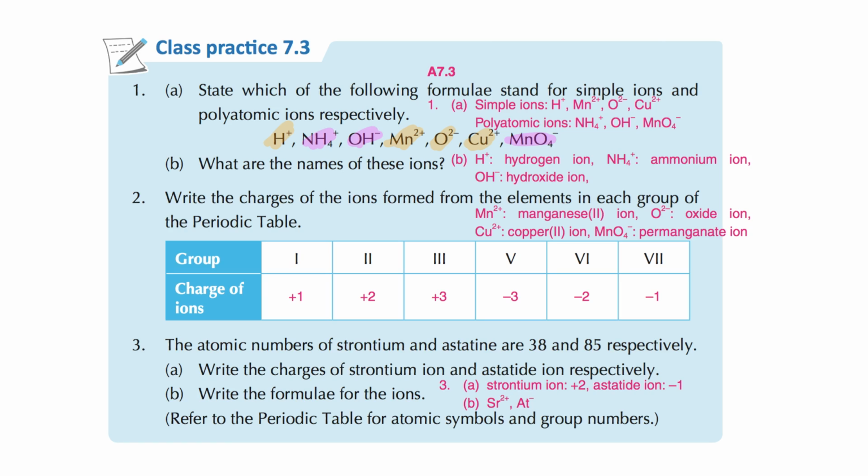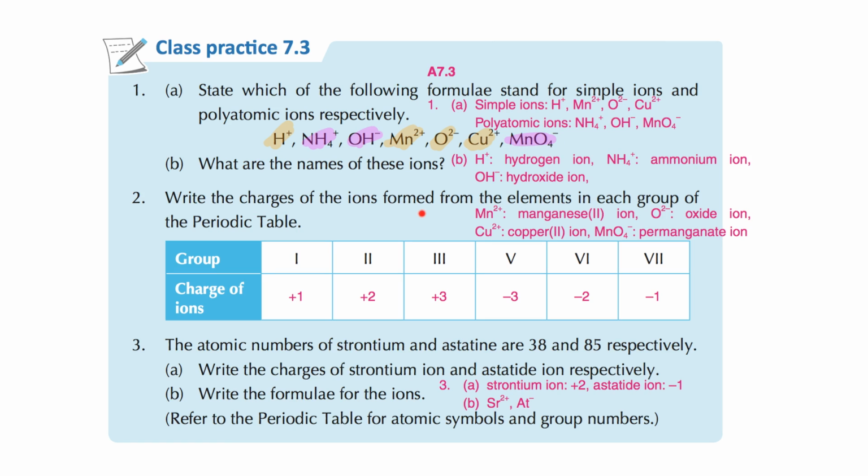So this one is the hydrogen ion, the ammonium ion, the hydroxide ion. These two are very, very important ions, you must remember that. This is the manganese 2 ion, the oxide ion, the copper 2 ion, and the permanganate ion. This one I didn't teach you yet.